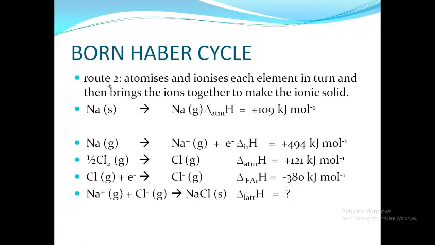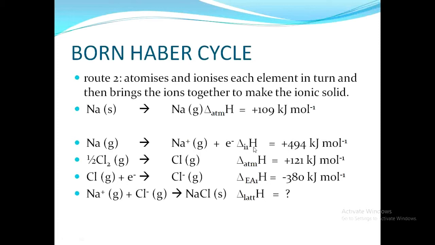For the indirect route, known as route 2, we have to atomize and ionize each element in turn and then bring the ions together to make the ionic solid. Here you can see I have given the data for the sodium chloride formation. Here solid sodium is first atomized and its atomization enthalpy is plus 109 kilojoule per mole. It is an endothermic process. Then gaseous sodium atoms are converted into sodium positive ions, 1 mole. This equation relates to the formation of the positive ions of sodium.